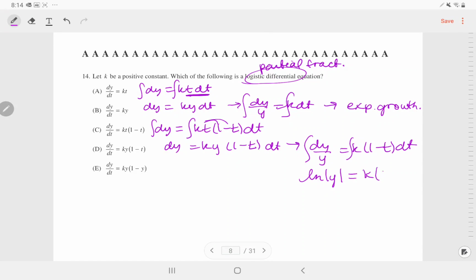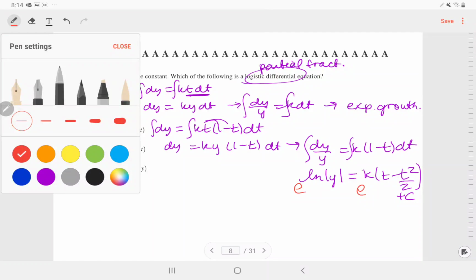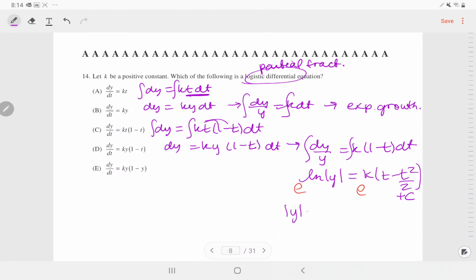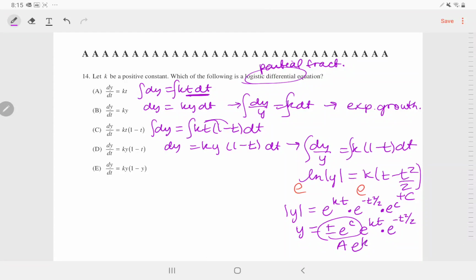Not that we need to take the antiderivative here, but just so you can see what I would do. Plus c. Right? And then remember you e both sides. And then you get, I know this isn't logistic, but we still need to study all these topics, right? So e to the kt times e to the negative t squared over 2 times e to the c. And then what I do is I put the plus or minus and move the e to the c in the front. These could be kept together, maybe, the kt and the negative t squared over 2. And then I change this one into a.